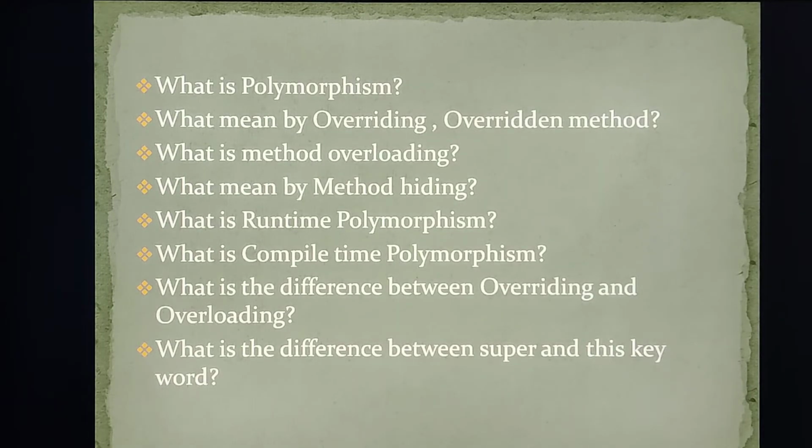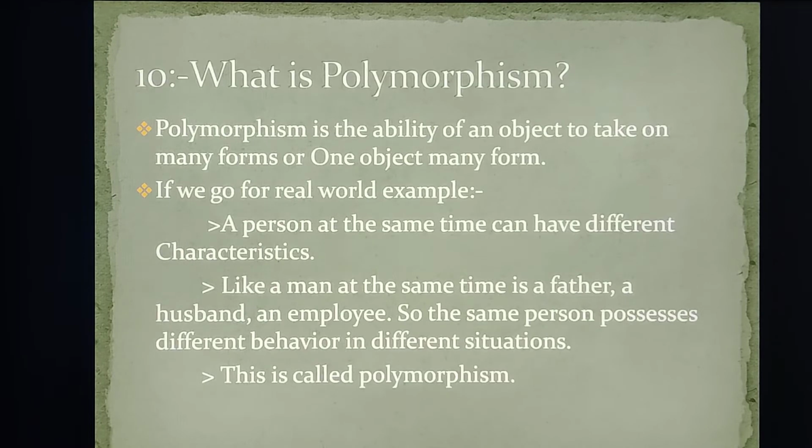Now in the third part we will cover what is polymorphism, what is meant by overriding, what is method overloading, what is method hiding, what is runtime polymorphism, what is compile time polymorphism, what is the difference between overriding and overloading, and what is the difference between super and this keyword. All the things I will show you in the code. Now come to the next slide.